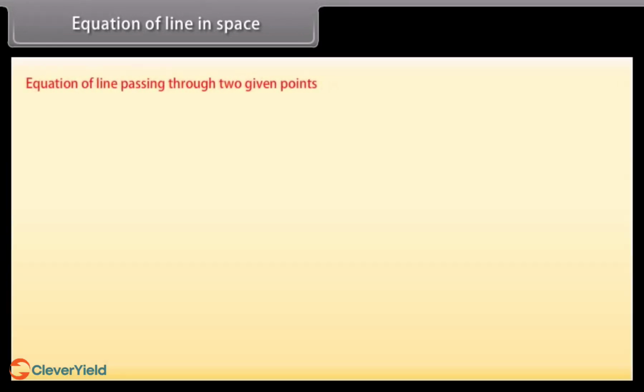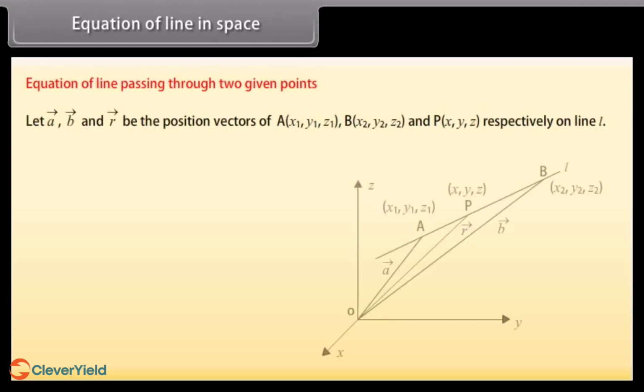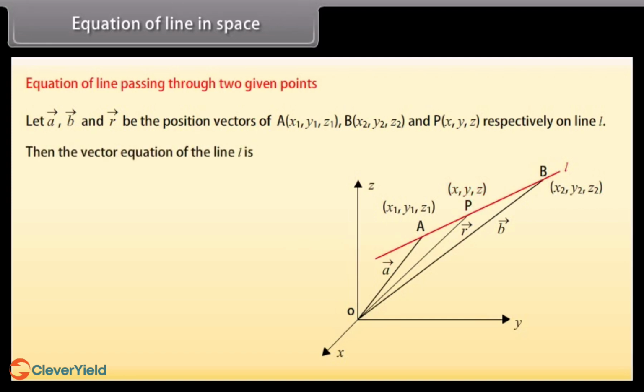Equation of line in space. Equation of line passing through two given points. Let vectors a, b and r be the position vectors of A(x1, y1, z1), B(x2, y2, z2) and P(x, y, z) respectively on line L. Then the vector equation of the line L is vector r equals vector a plus lambda times vector b minus vector a, lambda belongs to real numbers.